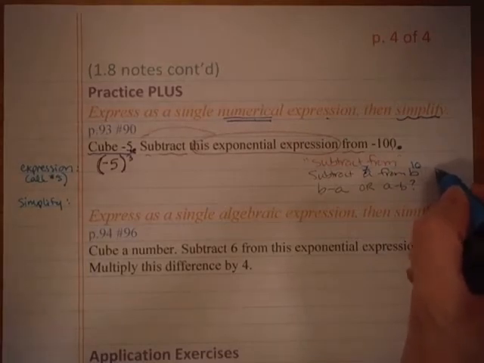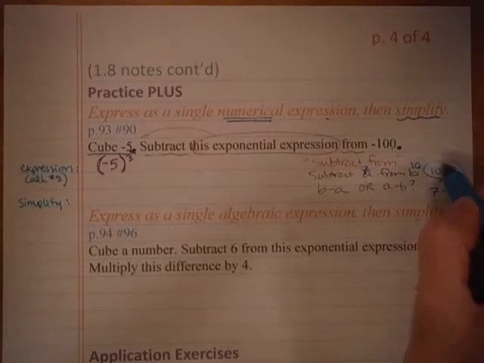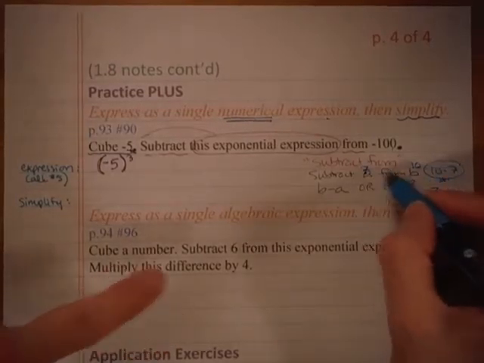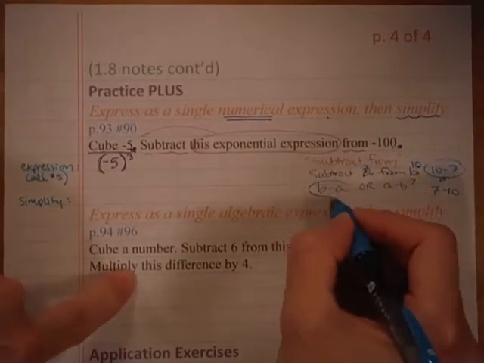Well, how do I get that? Is that going to be 10 minus 7, or is that 7 minus 10? It's 10 minus 7 that gives me that. It's the second piece minus the first piece. It's the B minus the A. So this is the one we want to use.